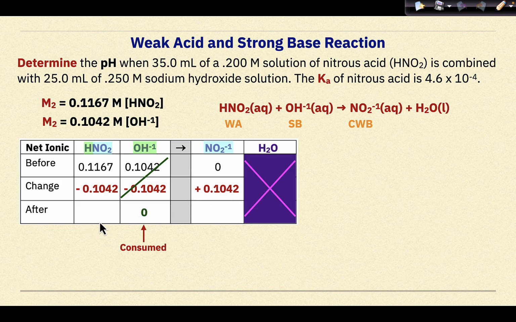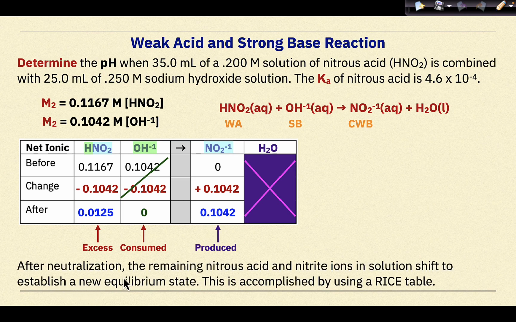The amount of HNO2 remaining after neutralization is 0.0125, which is in excess. The amount of NO2⁻ produced as a product of the reaction is 0.1042. After neutralization, the remaining nitrous acid and nitrite ions in solution shift to establish a new equilibrium state. This is accomplished by using a RICE table.